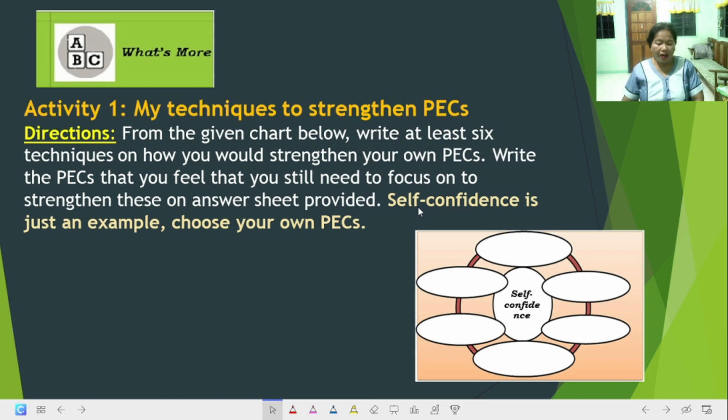So I am giving an example, which is self-confidence, and you have to choose your own PECs. So in the chart, there is the word self-confidence at the middle, and what you need to do is write your techniques at these 6 ovals here, which you think are the best thing to do in order to develop self-confidence. Okay, that's it.